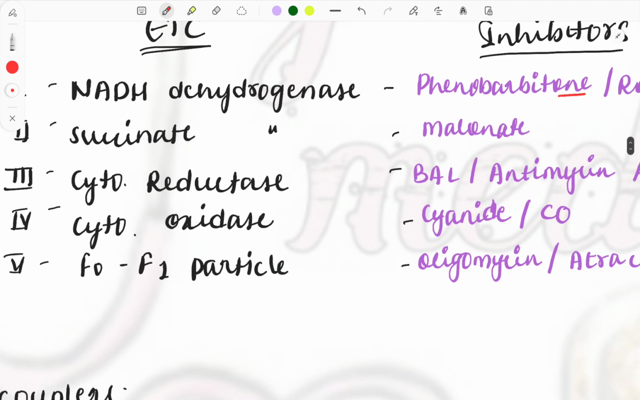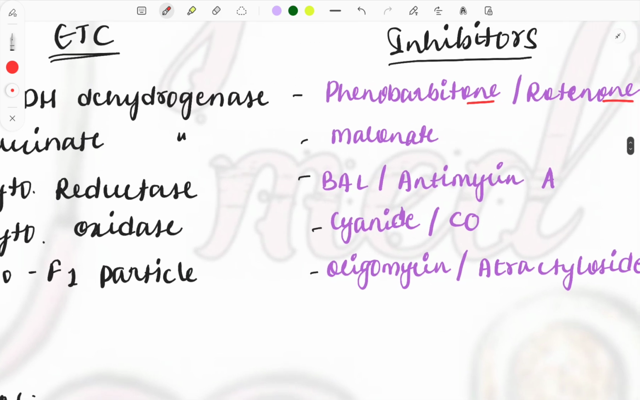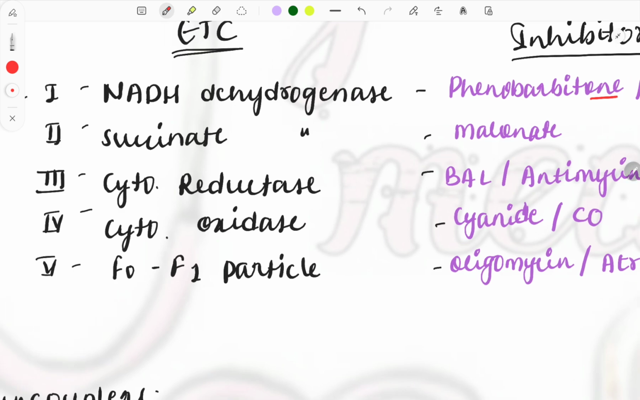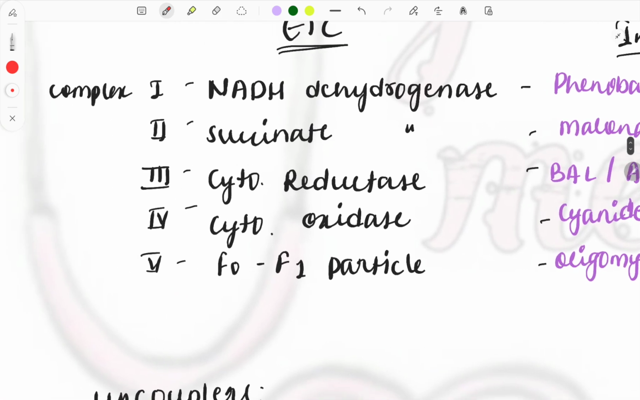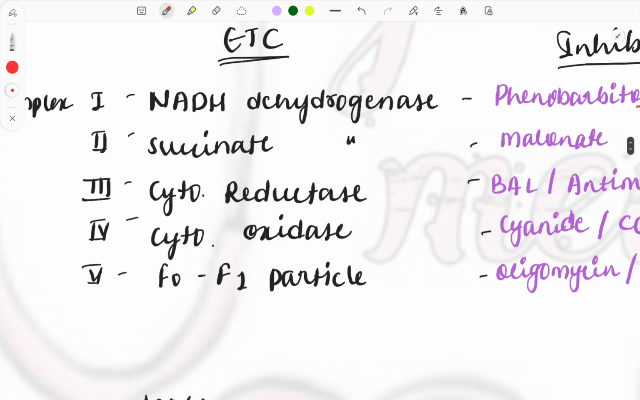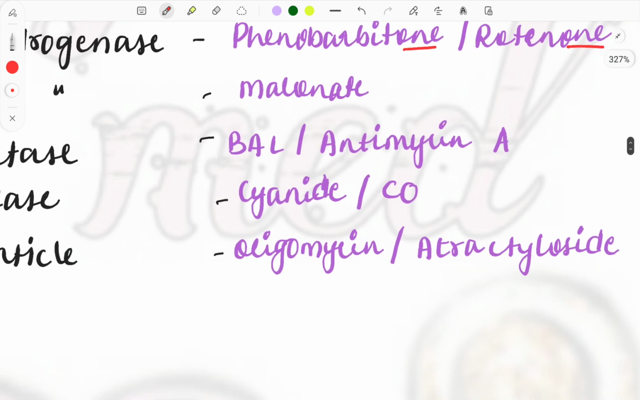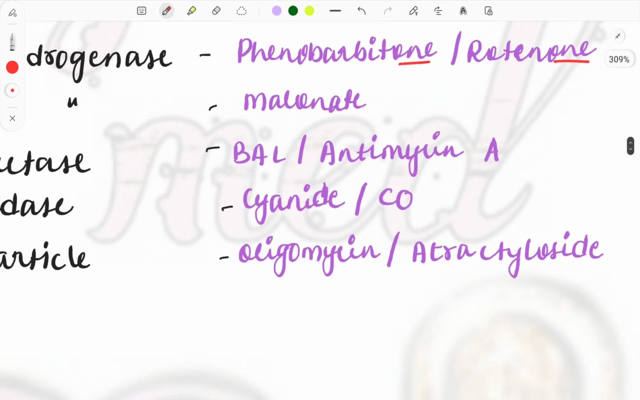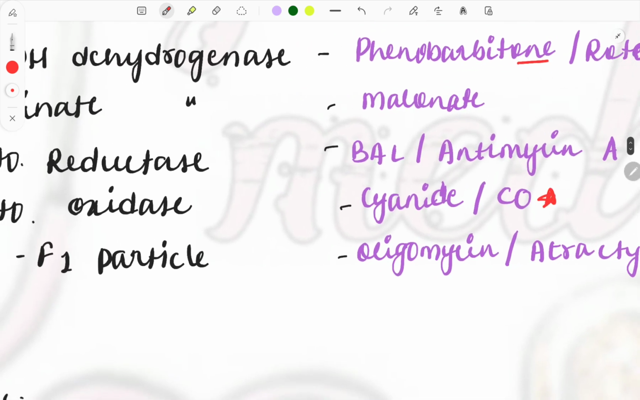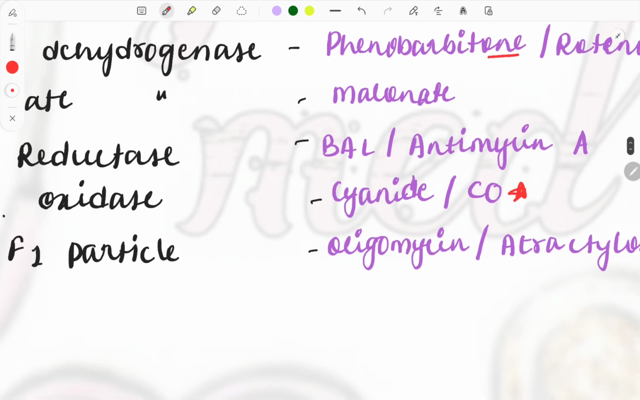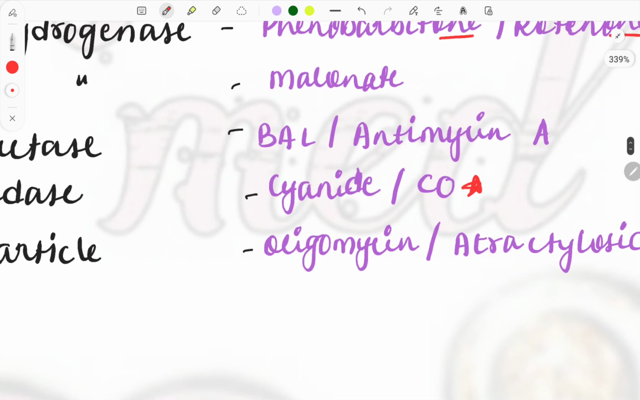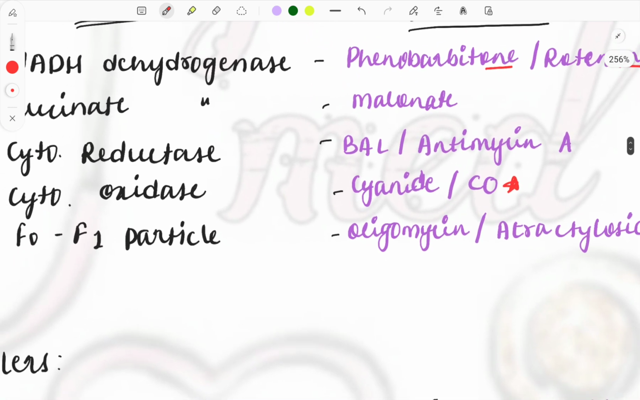Then the third one, complex 3, the name of the complex is cytochrome reductase, and the inhibitors of this are BAL and antimycin A. So this one is a repeat topic. Complex 4, cytochrome oxidase, so cyanide and carbon monoxide are the inhibitors which inhibit this one, and this is a repeat topic, a favorite question of the examiners, FMG.